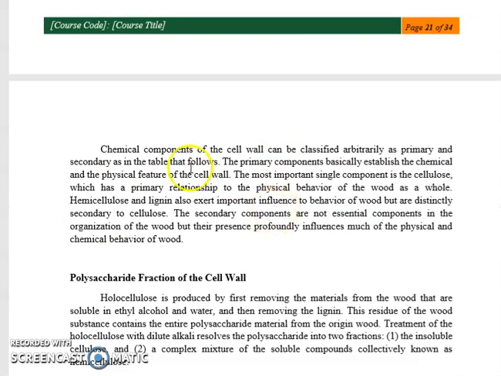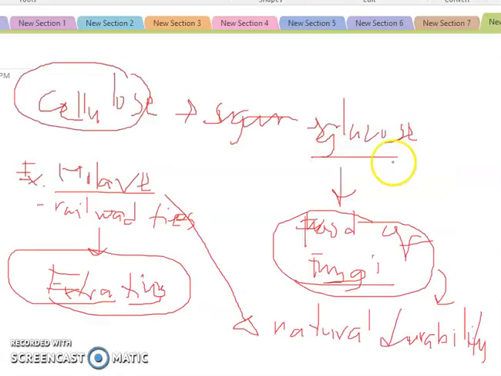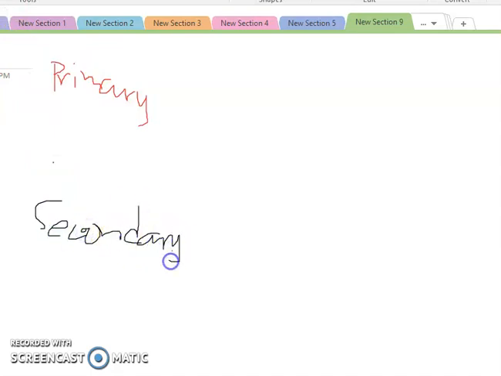Now moving on, the chemical components of the cell wall can be classified arbitrarily as primary and secondary. Now, the cell wall is composed of a primary component and then a secondary component. These are the cell wall components.